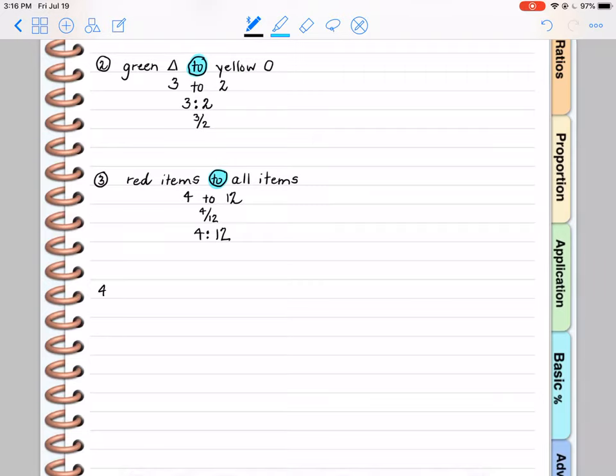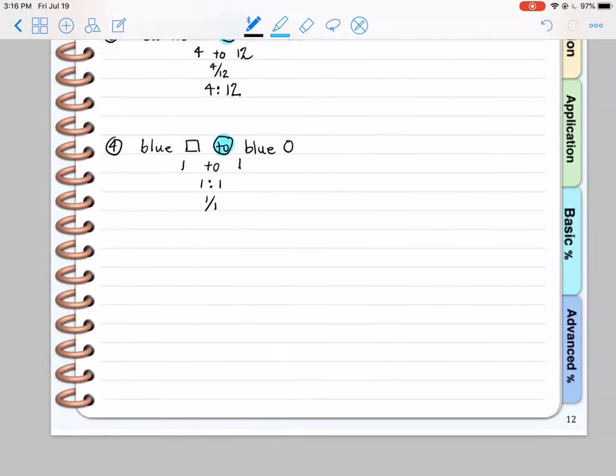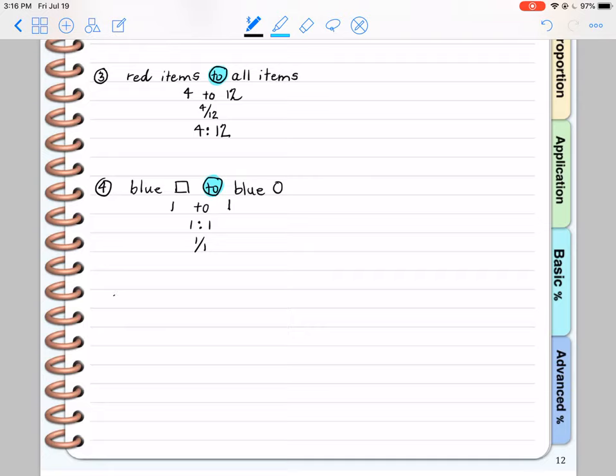Okay, number 4, we have blue squares to blue circles. So both variables are in play here, color and shape. Blue circles. And this is both blue. We've got blue squares, there is 1, and then blue circles, there is 1. So 1 to 1. That is telling me that there are equal amounts of both of those. Number 5. All items to green items.